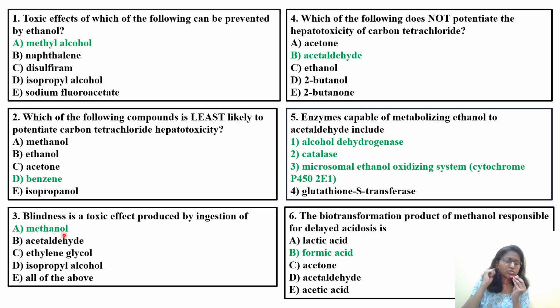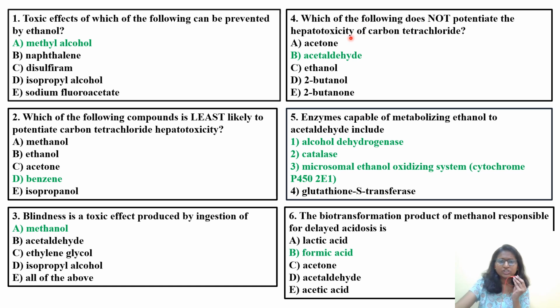What happens is that both methanol as well as ethanol are metabolized by the enzyme alcohol dehydrogenase. So the enzyme will go and metabolize ethanol, but there will be less alcohol dehydrogenase enzyme available for metabolism of methanol. As a result, there will be no formation of formic acid, so there will be no ocular toxicity or metabolic acidosis.